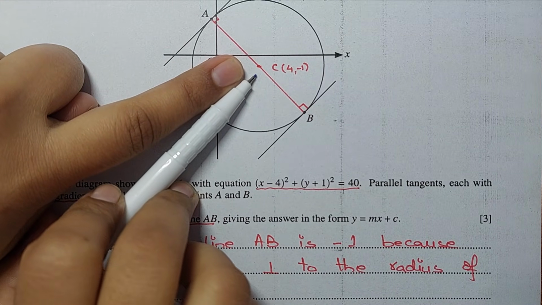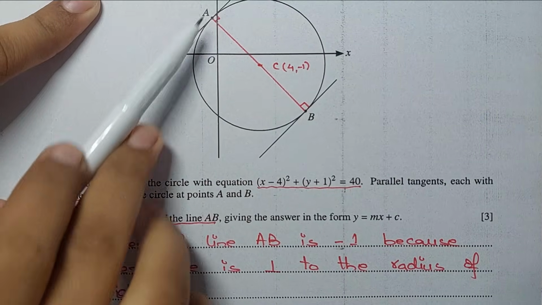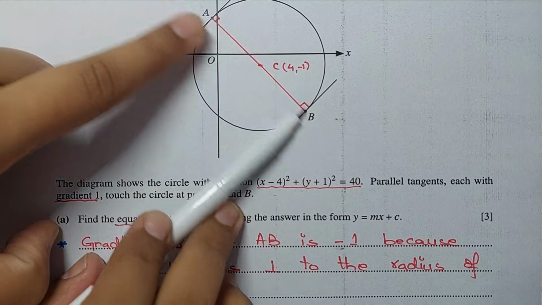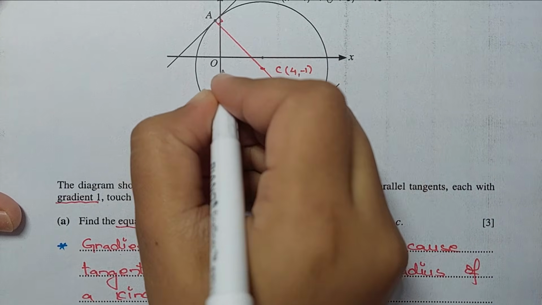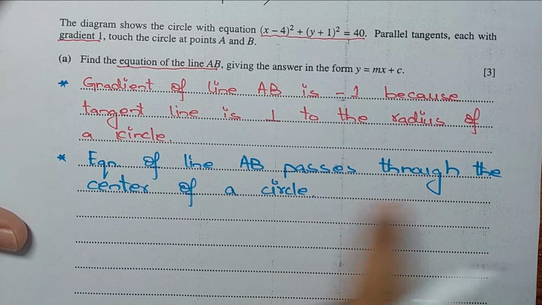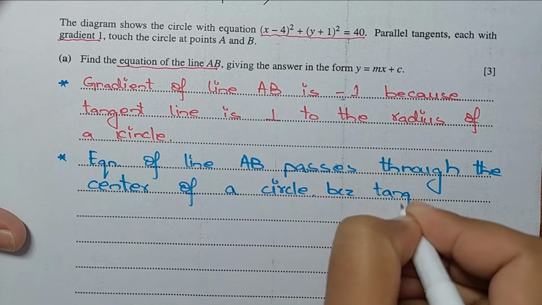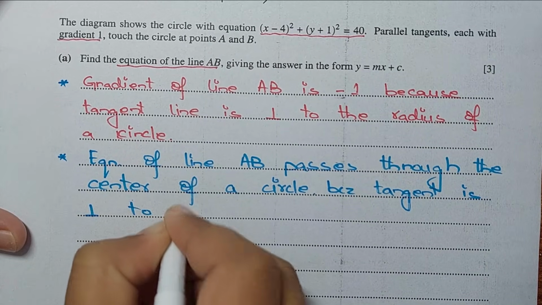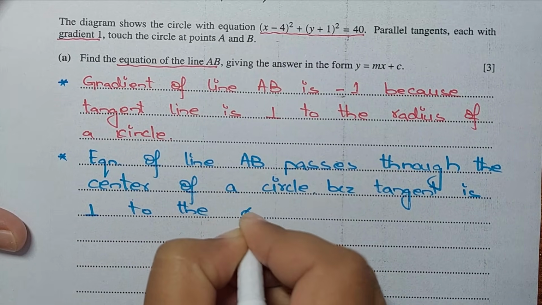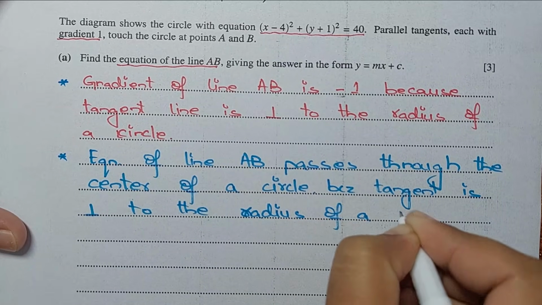So we have to use this concept that tangent is perpendicular to the radius. This tangent is perpendicular to the radius, and when we join both of them, it passes through the center. Here it is 4 and here it is negative 1. That is why the equation of tangent passes through the center of a circle, because tangent is perpendicular to the radius of a circle.